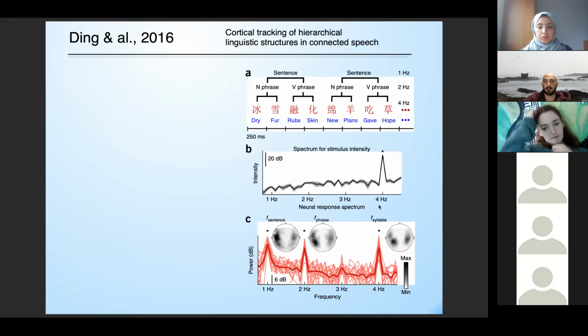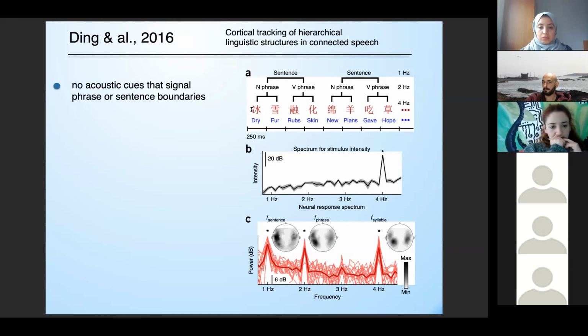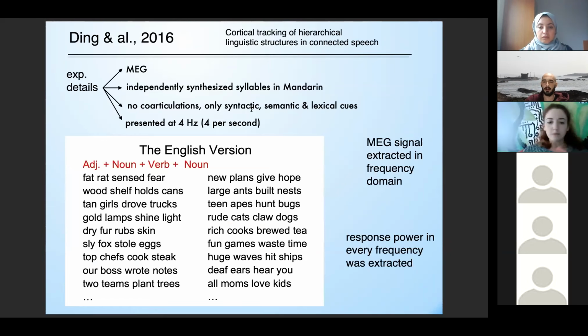Okay, so here are the results. Again, 1 Hz sentence level, 2 Hz phrase level, 4 Hz syllable level. All right, and also in Chinese, the word level and the syllable level were the same because each syllable would correspond to a word, okay? So again, no acoustic cues that would signal phrase or sentence boundaries. They used this synthesized speech with no prosody information and no boundaries between one sentence and the other. So all these sentences would be put one after the other: rude cats claw dogs, rich cooks brave tea, fun games waste time, huge waves hit ships, deaf ears hear you, and so on, like this, okay?